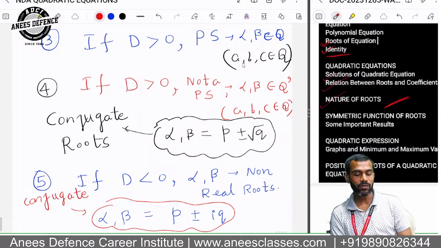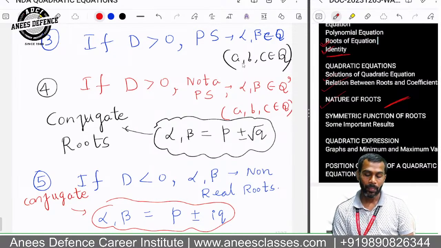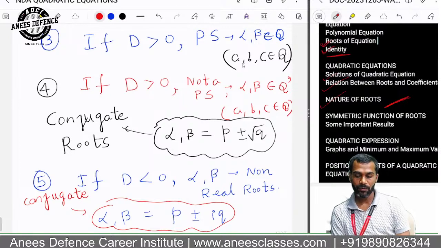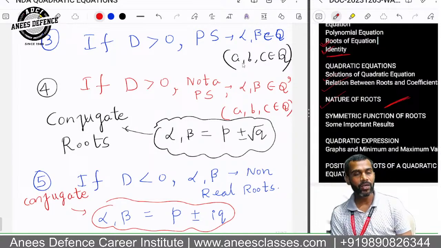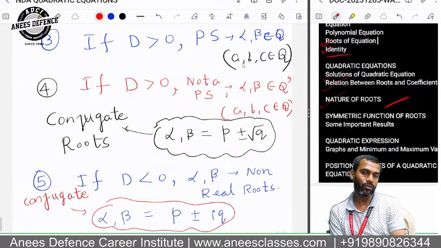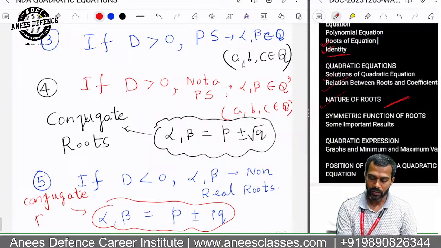So there are two cases when we are getting conjugate roots. The first one, if D is not a perfect square, I mean it is positive but not a perfect square. And the other one is if D is negative. Yes or no? The format would be different: p plus minus root q and p plus minus iota q. Is there any doubt?